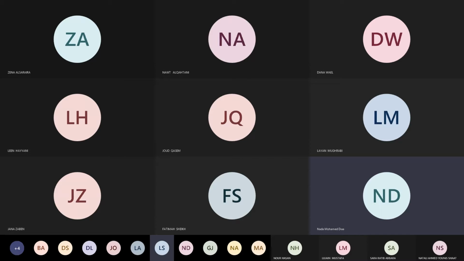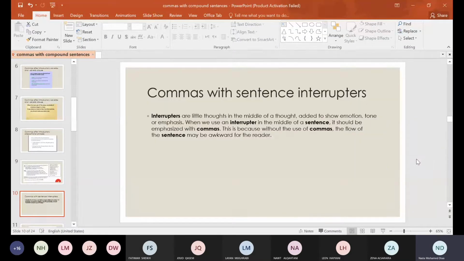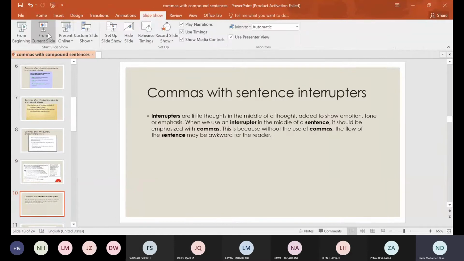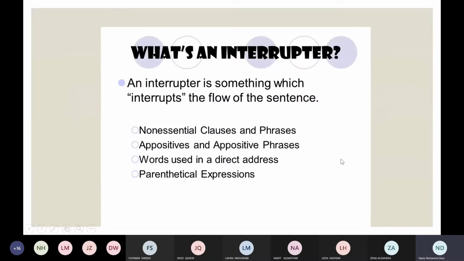I will share now. What if I have an interrupter? What is an interrupter? First, I have to know what an interrupter is. Here is an interrupter. What is an interrupter? An interrupter is something which interrupts the flow of the sentence. It comes in the middle of the sentence. So I have a sentence and I have an interrupter. An interrupter comes in the middle of the sentence.